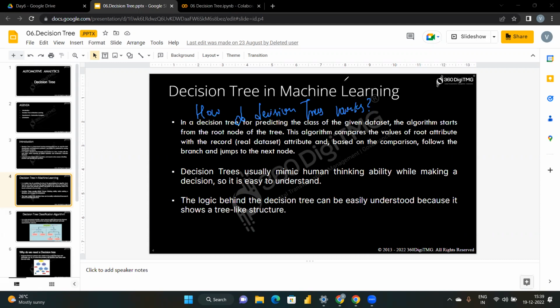Okay, so we have seen how a decision tree works. Let us look into some algorithms used in decision tree. ID3, and then we have C4.5, guys, which is an extension of ID3. So these are the algorithms which are used in decision tree. Okay, so it is the successor of ID3, you know, right? The successor and predecessor. Okay, and we have CART, guys.